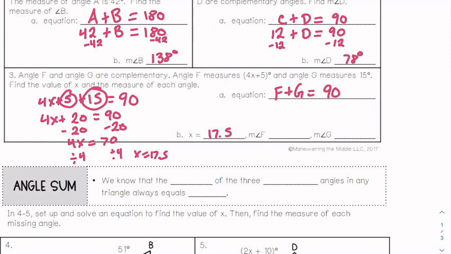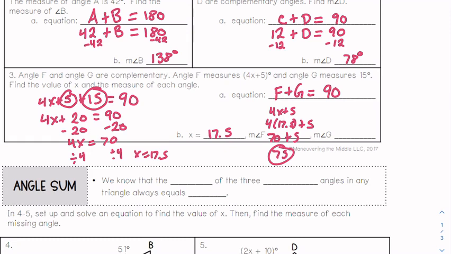Now, they also want to know what is the measure of angle F and what is the measure of angle G. We know that angle F is 4x plus 5. But we also know that x is 17.5. So to find this, we're going to do 4 times 17.5 plus 5. 4 times 17.5 is 70. 70 plus 5 is 75. So that's going to be my measure of angle F.